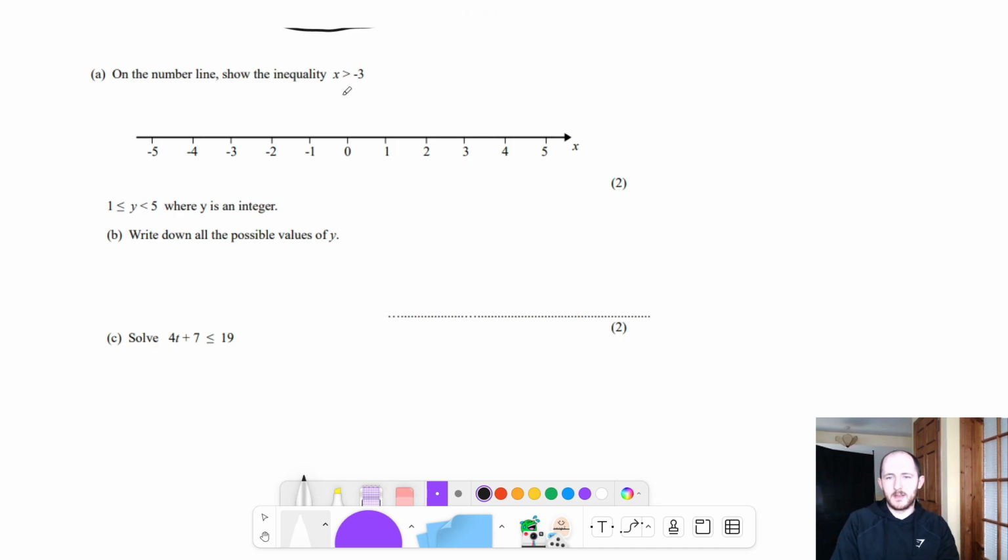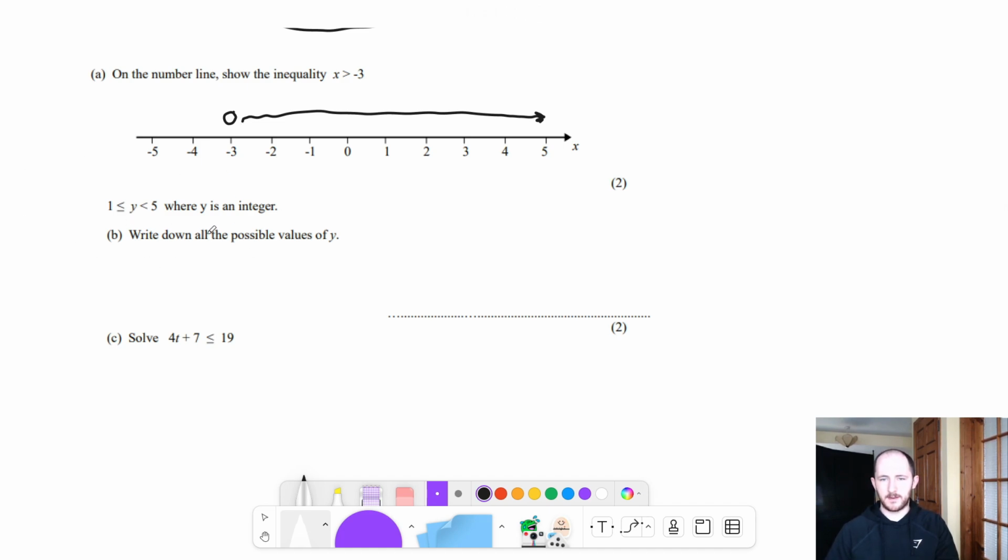So we're going to put a little mark on where minus 3 is. Now if it's not equal to, you leave it hollow, but if it was equal to, you would colour that in. And then since it's greater than, it's all the values to the right, and you need to make sure you put an arrowhead because it can go on to infinity.